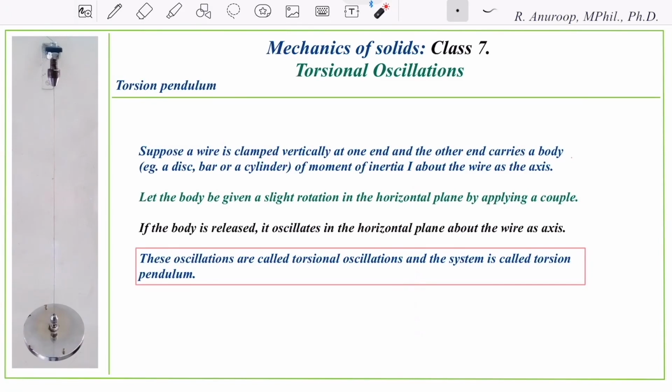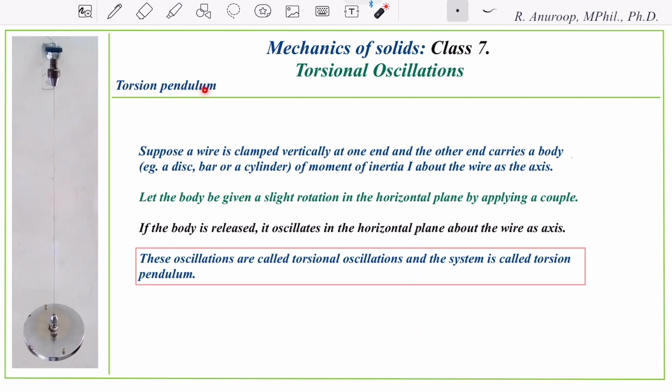Hello everyone. This is the seventh class on the mechanics of solids. In this class, we will study torsional oscillations. What is a torsion pendulum?